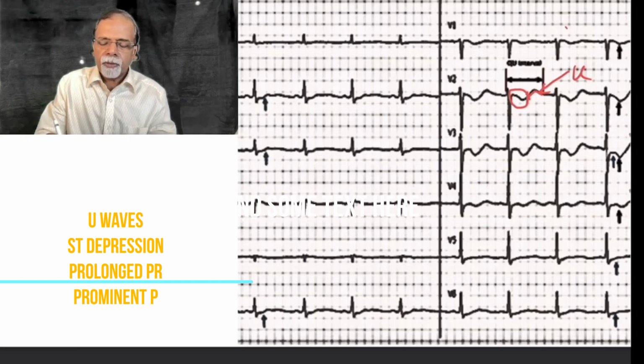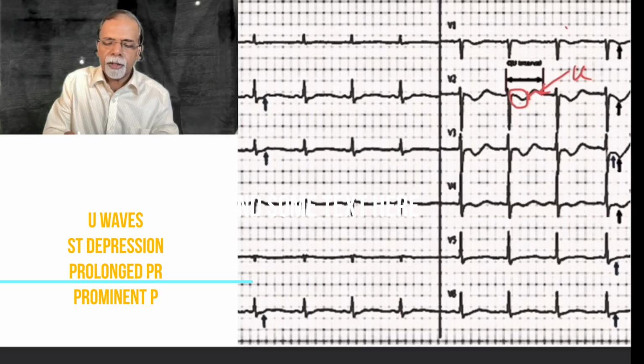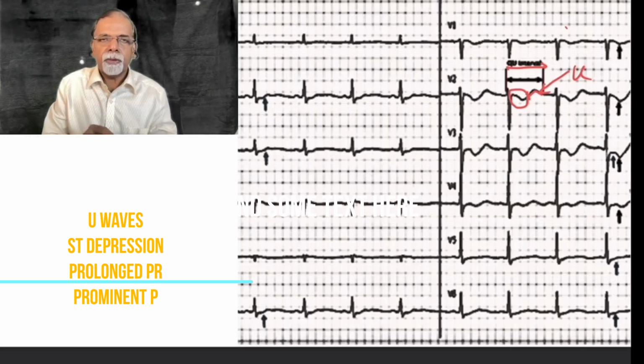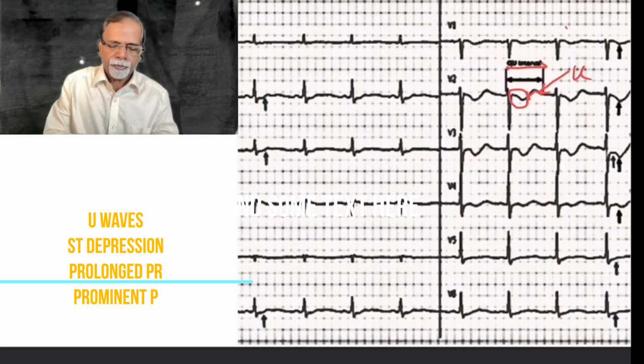The appearance of the U wave can be confused and considered as T wave, and this will lead on to apparent increase in the QT interval. QT interval is from the beginning of the Q to the end of the T wave. So this will lead on to appearance of a prolonged QT interval. Later there can be prolonged PR interval and prominent P wave.